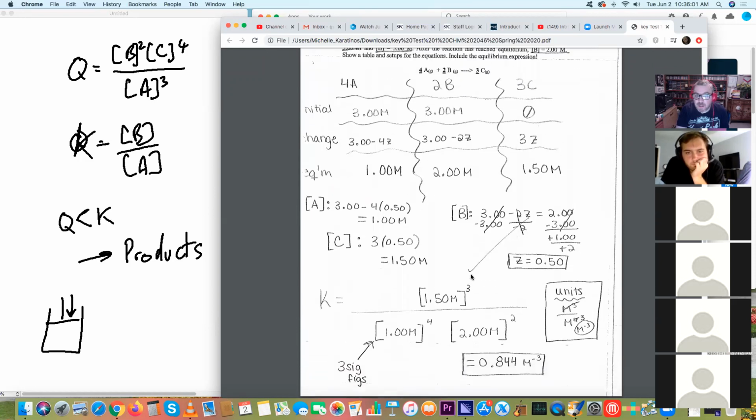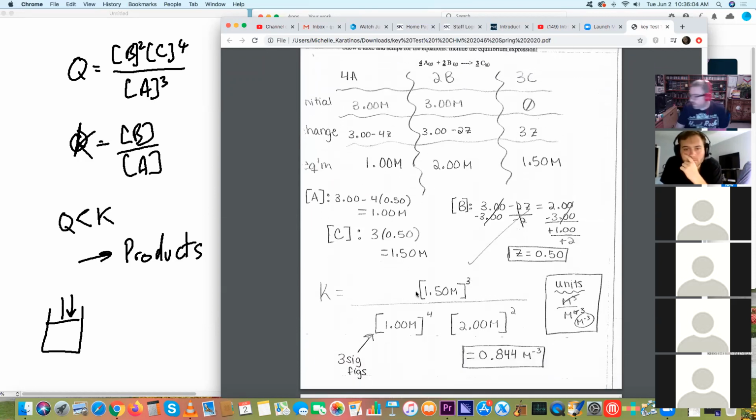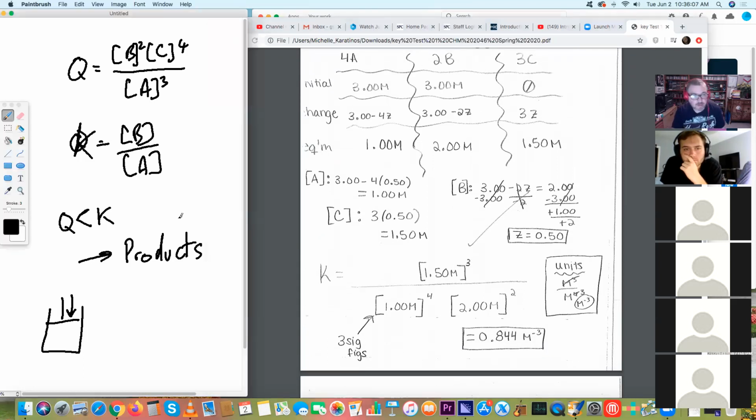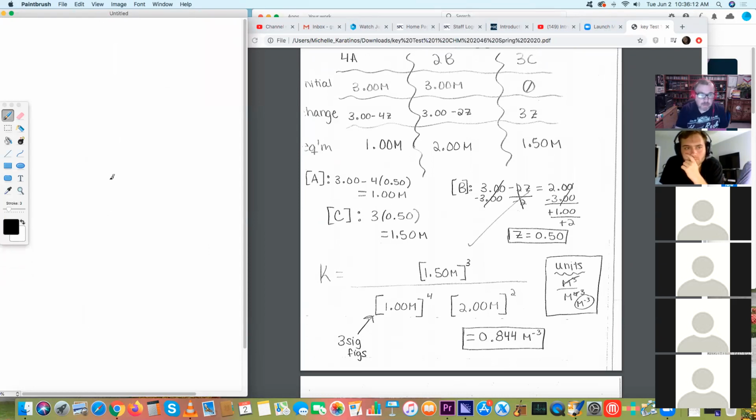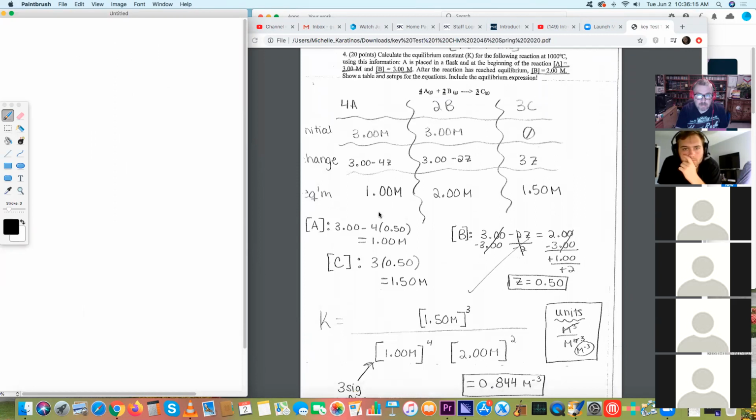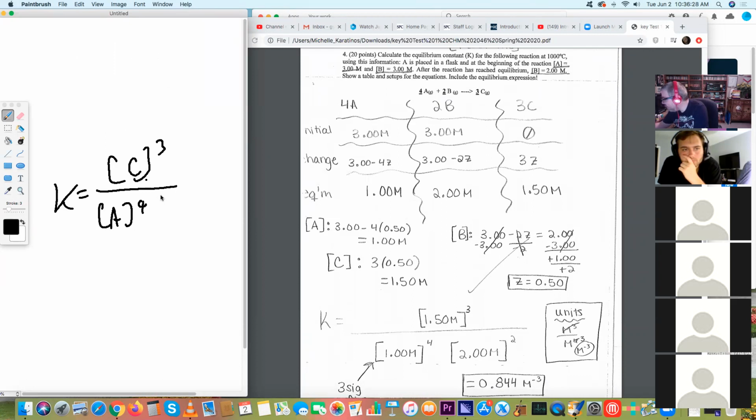And then we set up the K expression. I kind of wish the student had set this up, but I'll go ahead and write it out. The K expression here would look like this: K equals C cubed over A to the 4th, B squared. And then all of those equilibrium values get plugged in at the end to get the K value.